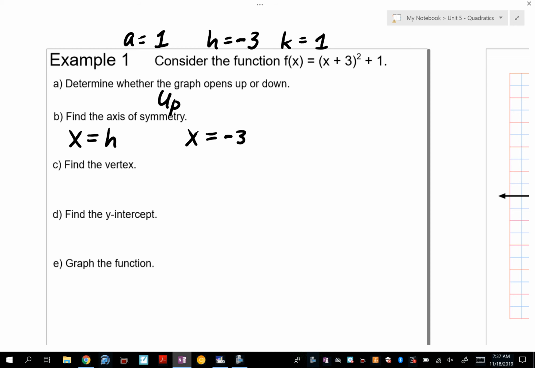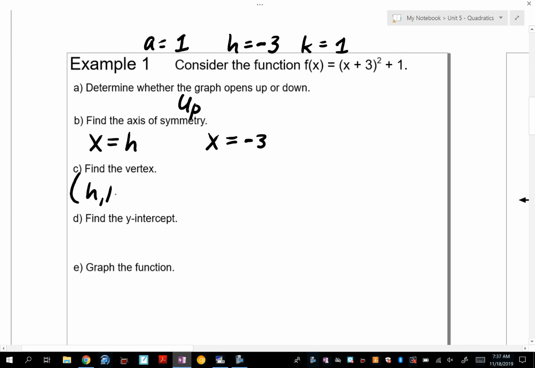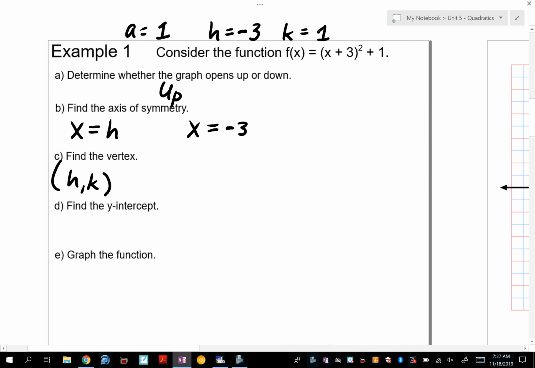Now, the vertex is always H, K, the ordered pair H, K. So what is it for this problem? You got it. Negative 3, comma 1. Now, for the Y-intercept.